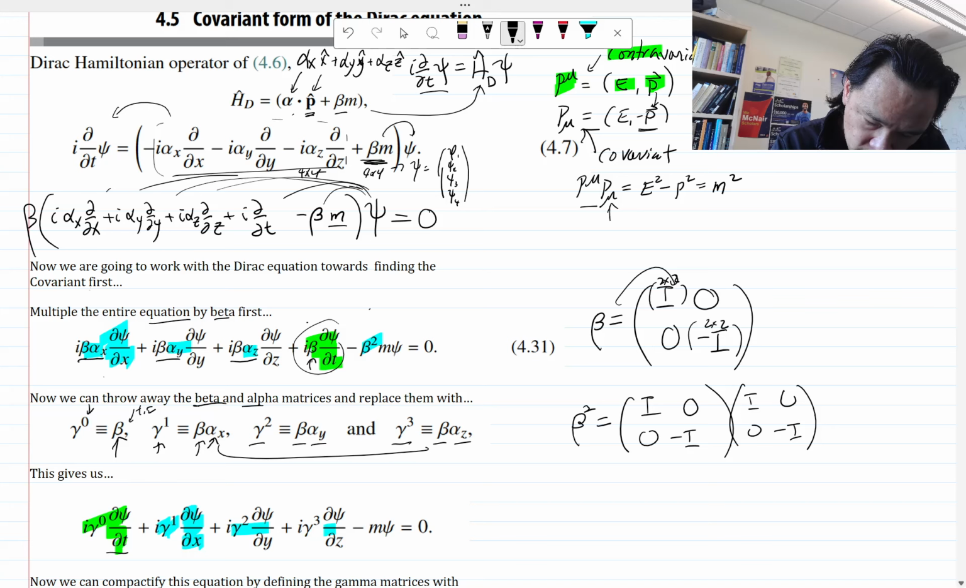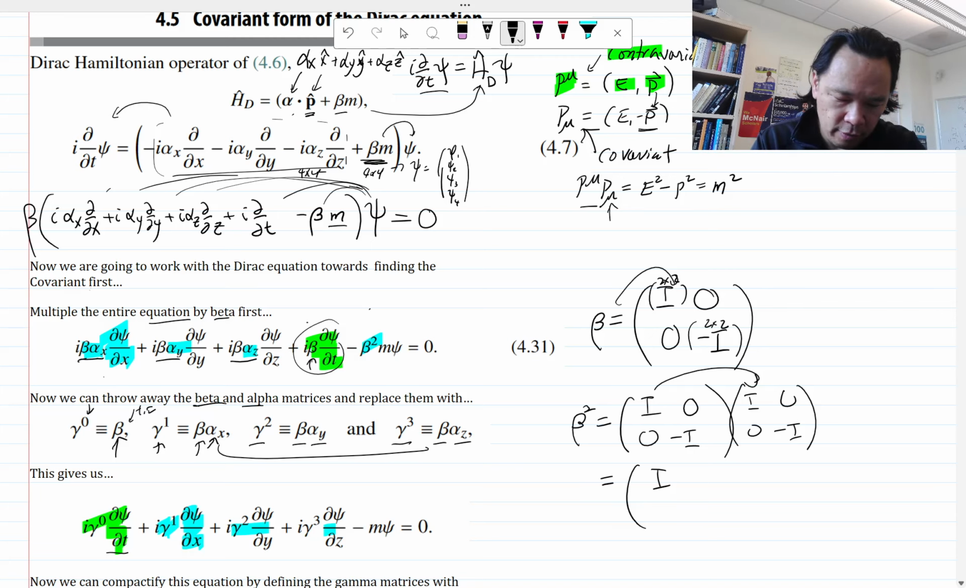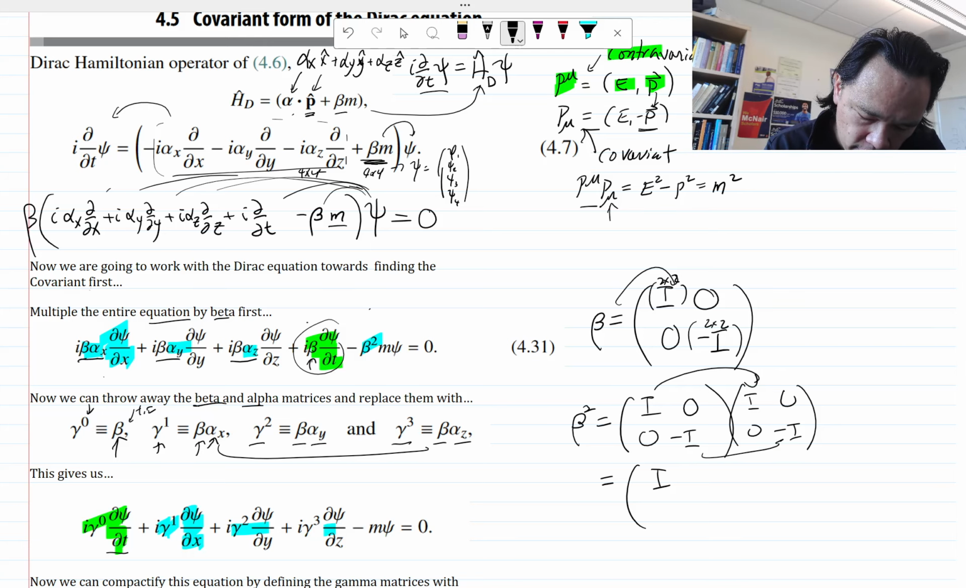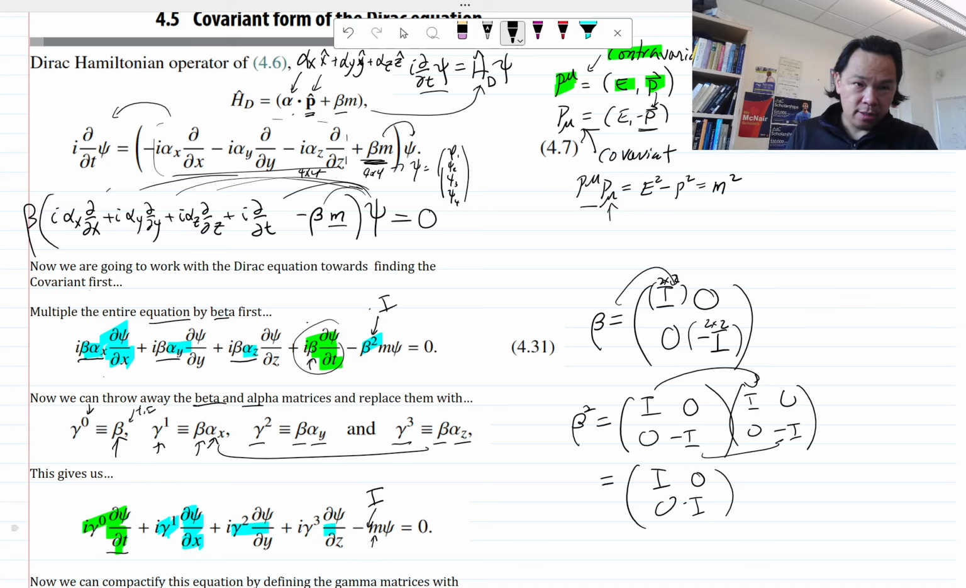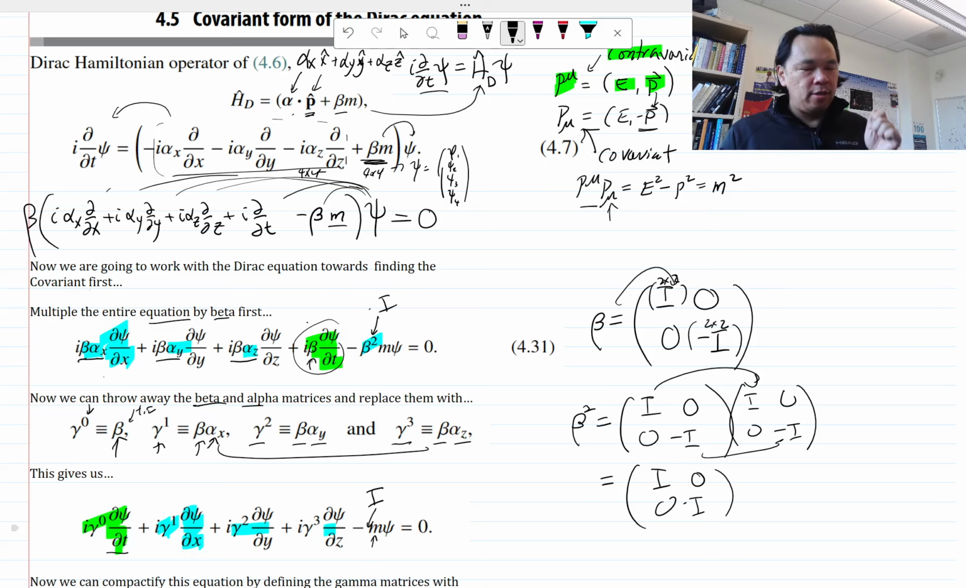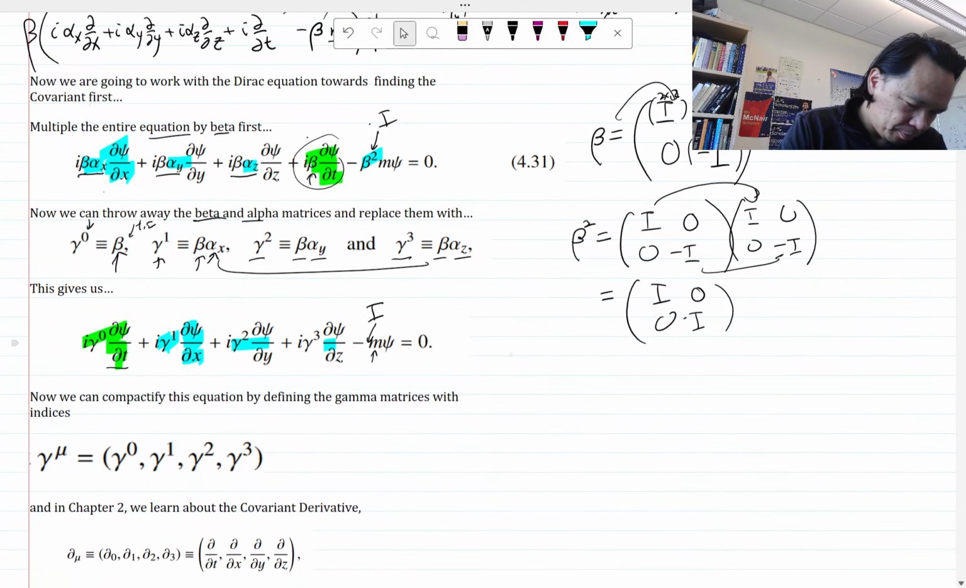We get the identity matrix still on top, I times I, and then you do all these row vector operations. But then you have 2 negative identity matrices, which combine to give you just the regular identity matrix. So this is actually just the 4x4 identity matrix, and therefore it is not written here. So just be careful. Just because this says M, it doesn't mean it's a number. It's actually a 4x4 identity matrix times that mass. So just be a little careful there.